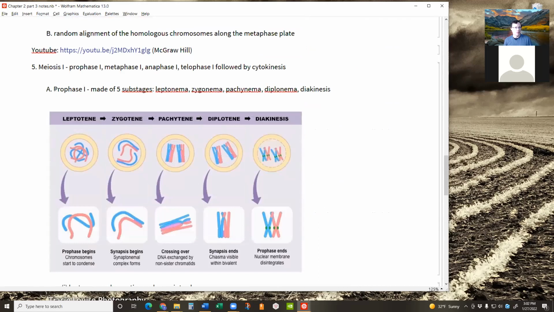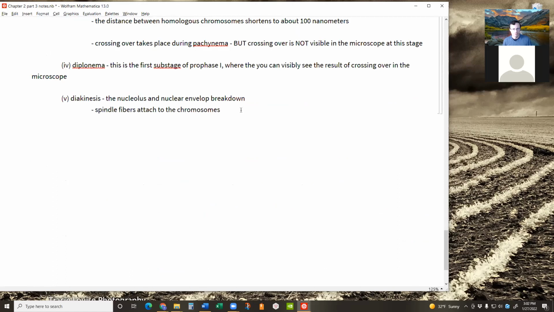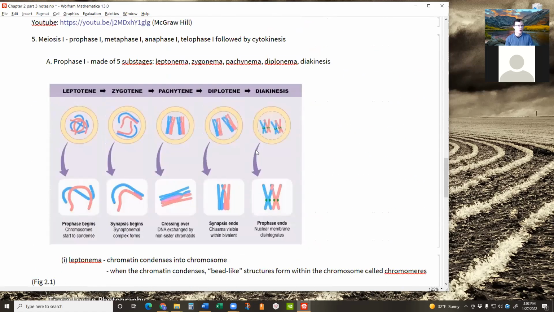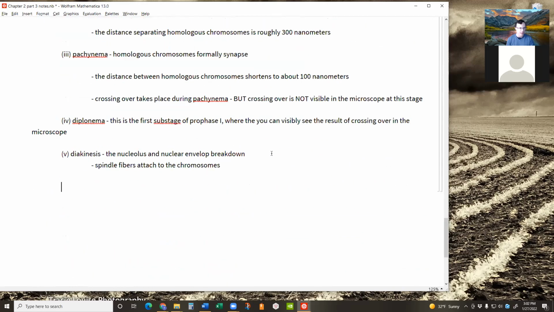So we talked about prophase 1. Let's continue with metaphase 1, and that's going to be letter B. In metaphase 1, the homologous chromosomes, which are now made of non-sister chromatids, are positioned at the metaphase plate.